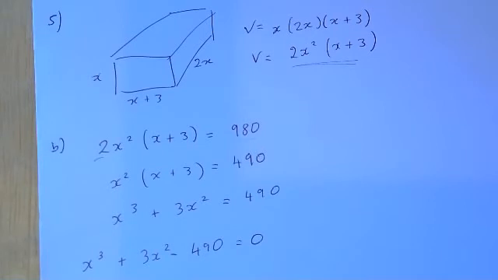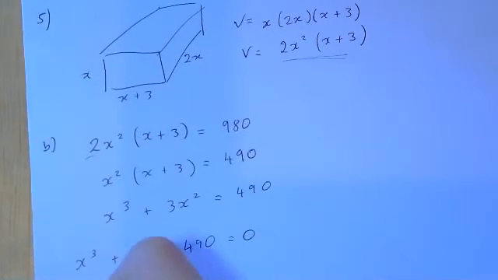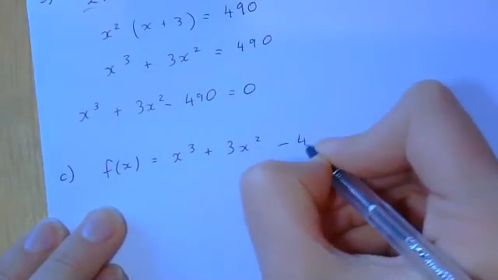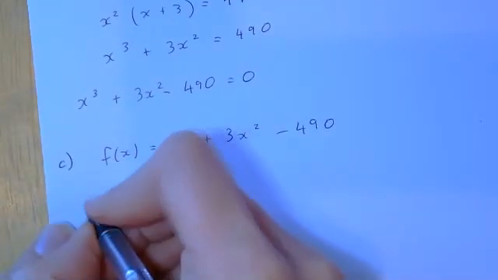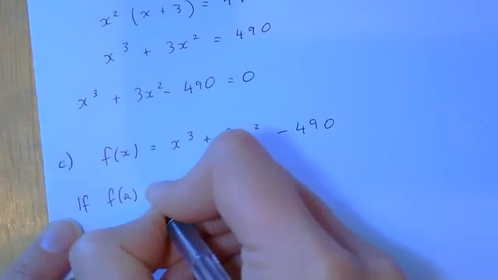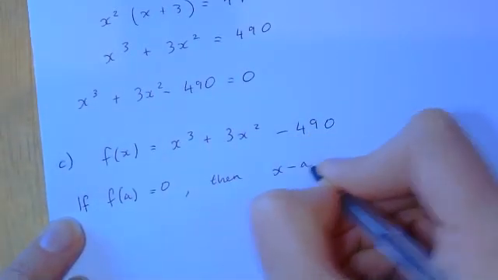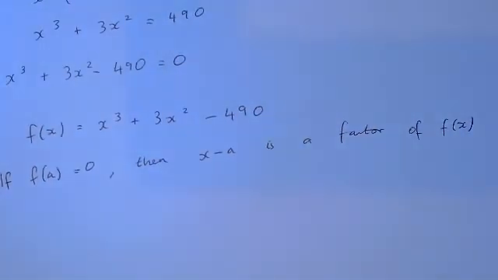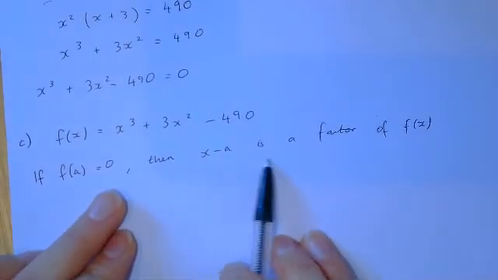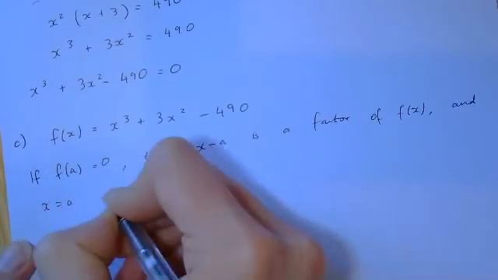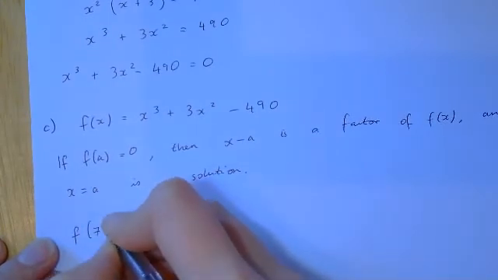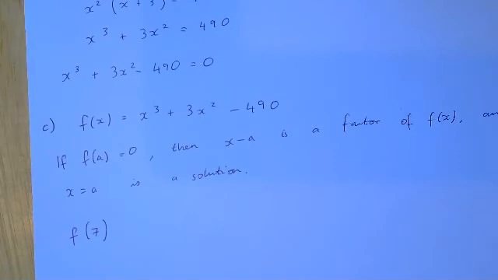So what I'm going to say is I'm going to name this cubic as f of x. Like this, so f of x, like that. We know that if f of a equals 0, then x minus a is a factor. Do you remember that from the factor theorem? If you don't, have a look at the factor theorem. So we've got, if f of a equals 0, then x minus a is a factor, and x equals a is a solution. That's a very posh way of saying, if I do f of 7 and get 0, then 7 is a solution to the equation.